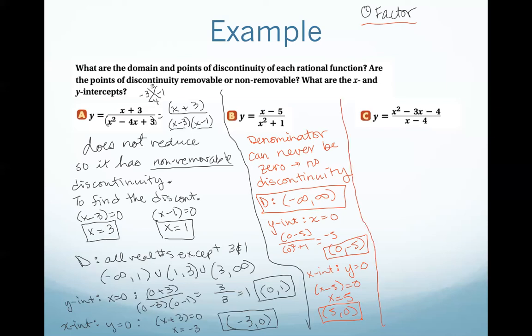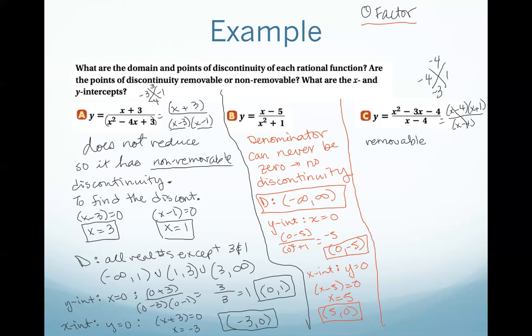Okay, our last example, part C. Again, we want to factor. So I need two numbers that multiply to negative 4 and add to negative 3. That's going to be negative 4 and positive 1. So that's x minus 4 times x plus 1 in the numerator. In the denominator, I have x minus 4. Those cancel out. What does that mean? That means it reduced. We have a removable discontinuity.